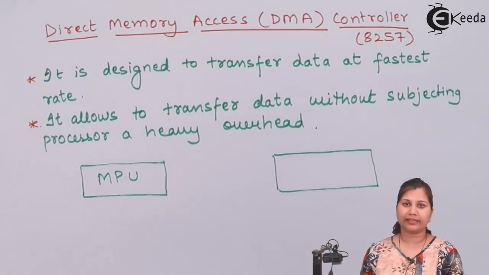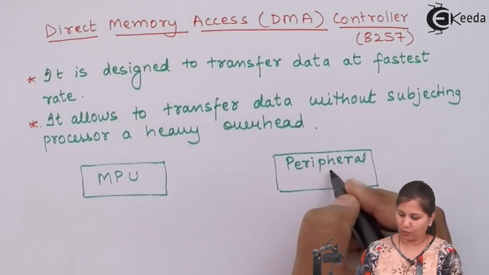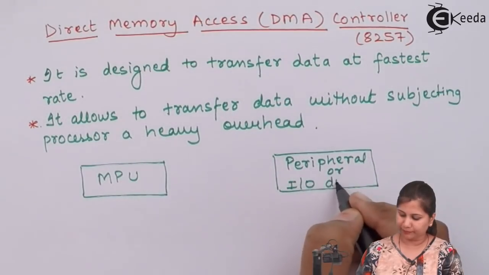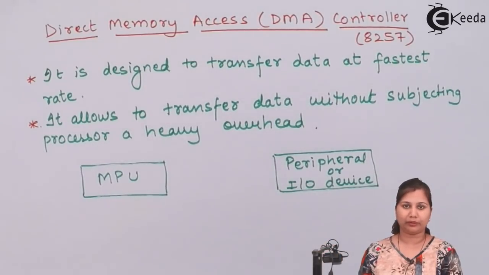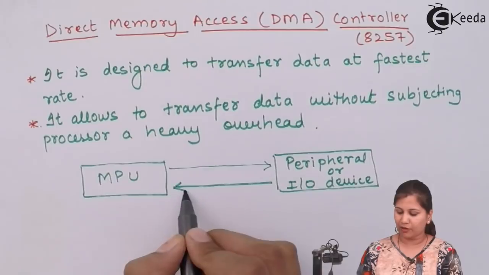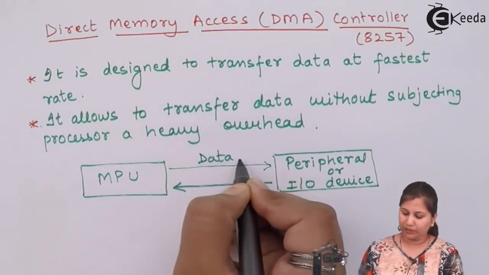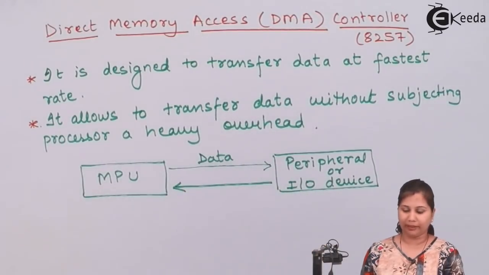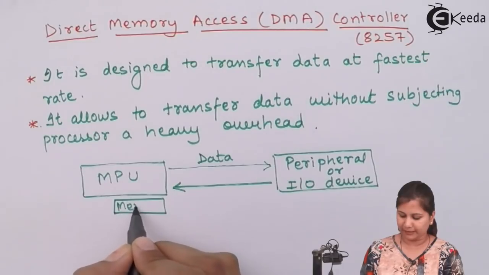The peripheral device is the input output device, so we can write here peripheral or input output device. Now when the microprocessor communicates with the peripheral or input output device, it will either transfer the data or receive the data from or to the peripheral. So the transfer of data takes place between the microprocessor and peripheral. Now this data is stored in the memory of the microprocessor, so it is basically interacting with the memory of the microprocessor.